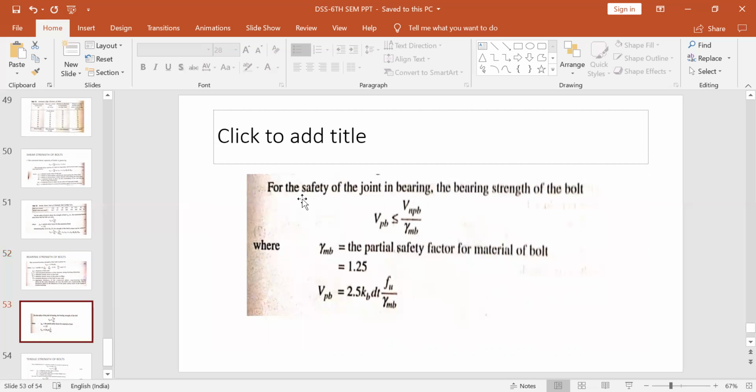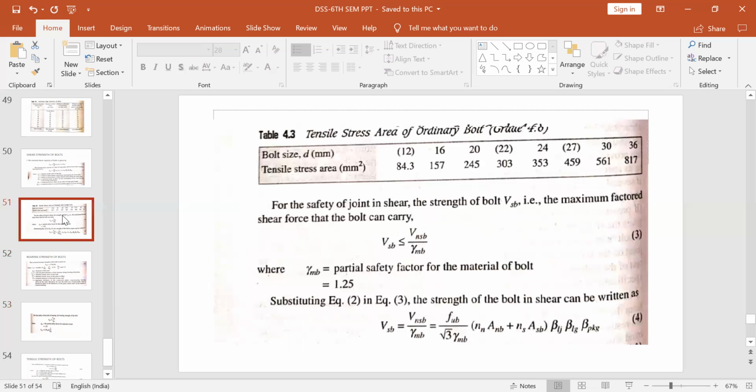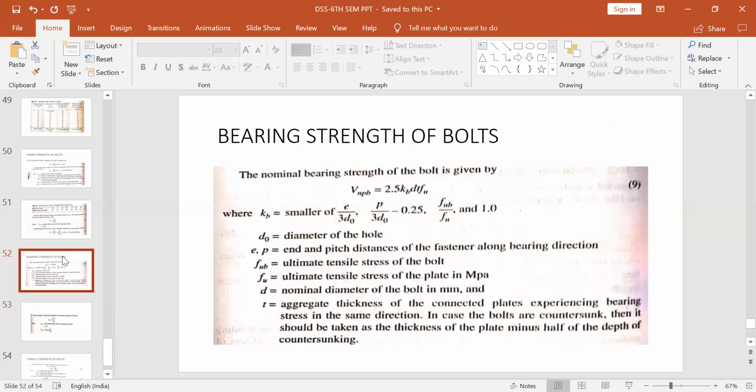Now what is the safe bearing load, the bearing capacity? It is VNPB divided by the factor of safety gamma. For gamma MB, the partial factor of safety for the material of the bolt is 1.25. So this will be equal to 2.5 kb d t fu divided by gamma MB. Divide that entire thing by gamma MB, and this is how you find the bearing capacity. Shear strength and bearing strength you have found out.